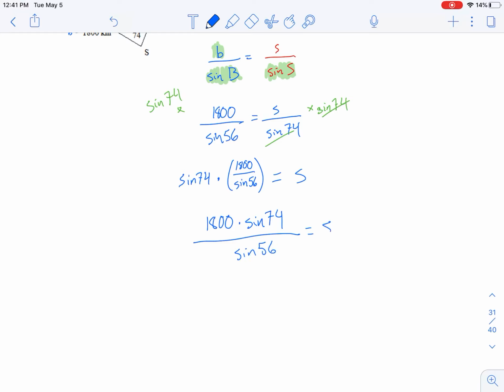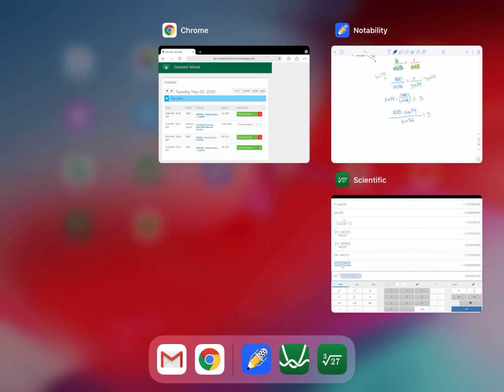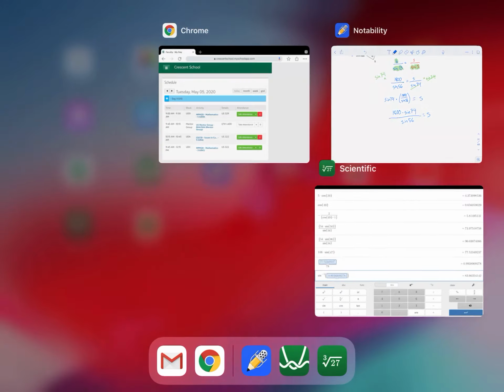Doesn't really matter which way you write it out. I just find it easier to type into my calculator if it's all written as 1800 times sine 74. Once again, if your calculator is good and has that one line of feedback, quite often you can type this all in at once. If not, you may have to use that answer key.